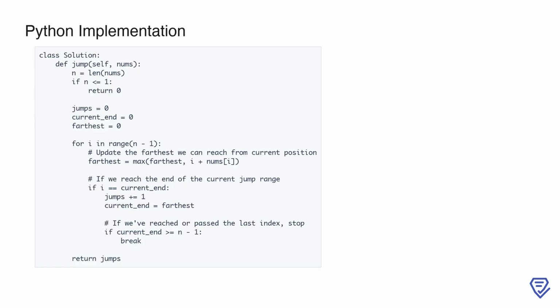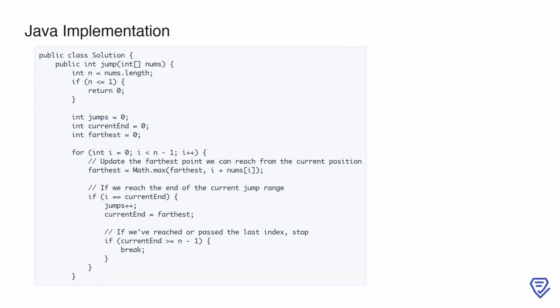The loop breaks early if current_n reaches or exceeds the last index, n-1, since we don't need further jumps. This greedy approach ensures that we minimize the number of jumps by always jumping to the farthest reachable position. The time complexity is O(n), because we iterate through the array once, and the space complexity is O(1), as no additional data structures are used.